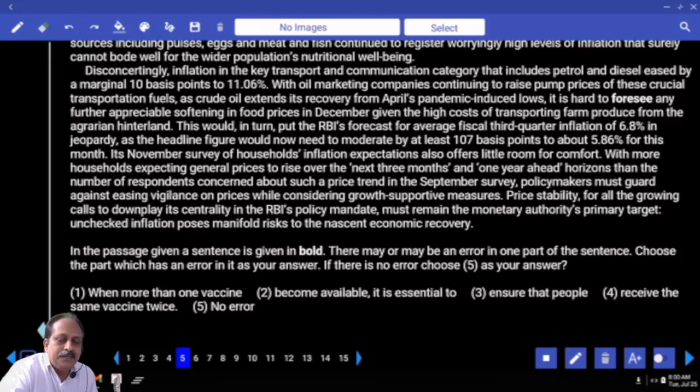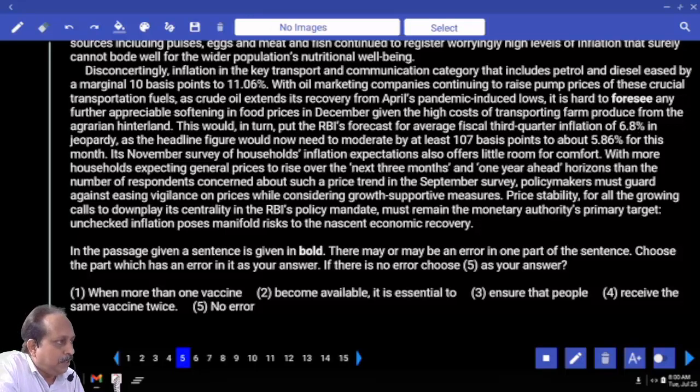In the passage, a sentence is given in bold. When you took the exam, did you get the same sentence? Does it go with this context? From somewhere it came here. What is the sentence about? Vaccine. But the passage is about what? Some problem. The same thing you had in the actual paper, the online paper. Anyhow, we'll see the answer.